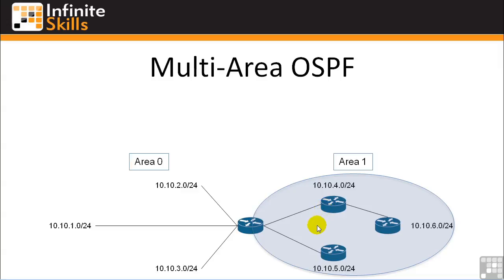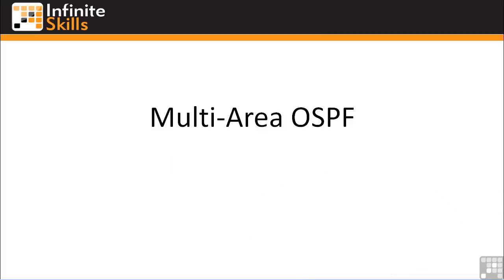It does not have to run the link state computation on all of these area routers to figure out the best path, because again, there's only one path. It's through this area border router. And that concludes our discussion of multi-area OSPF.